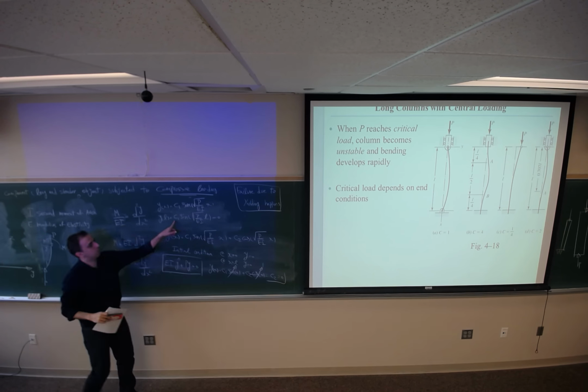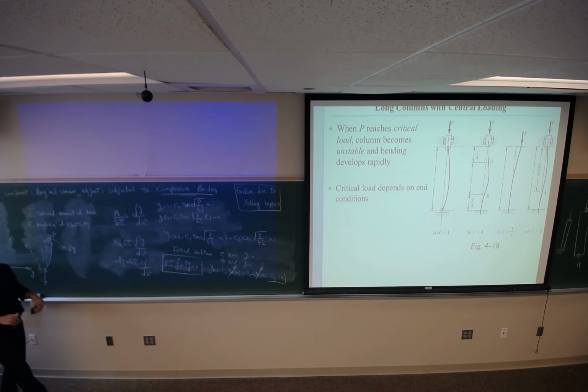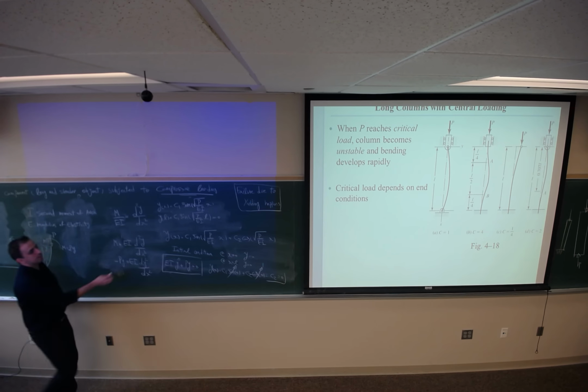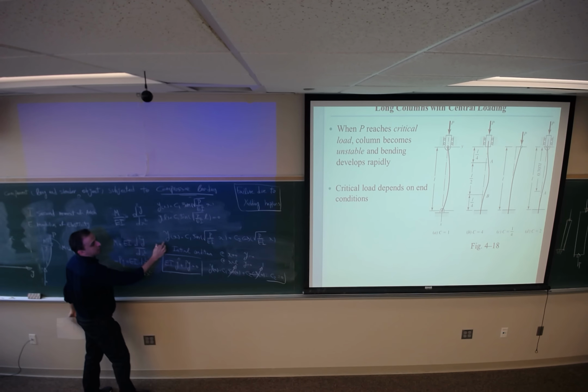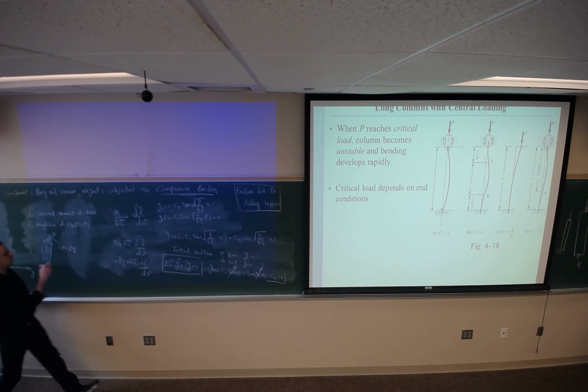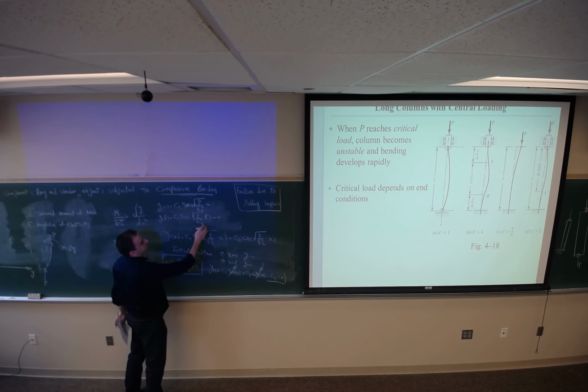C1 times sine of this should be equal to 0. C1 cannot be 0 because if C1 is 0, then the deflection function is going to be 0, which is not true because we have some deflection. So I should set sine of this equal to 0.